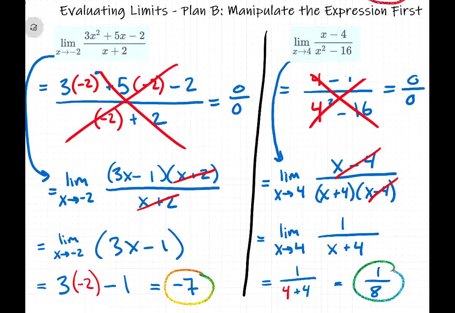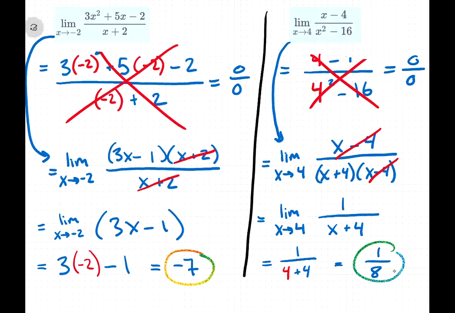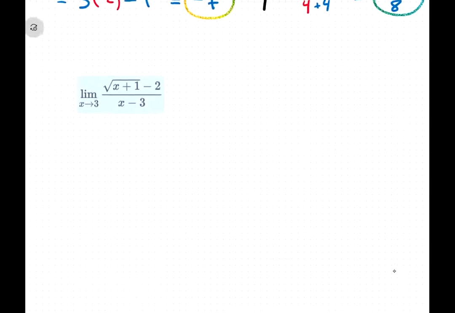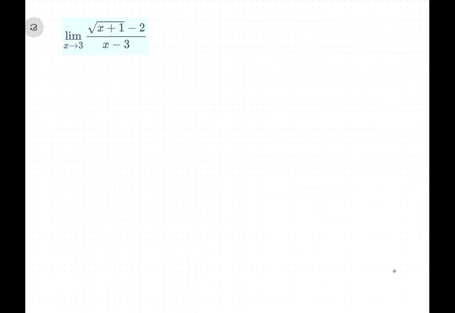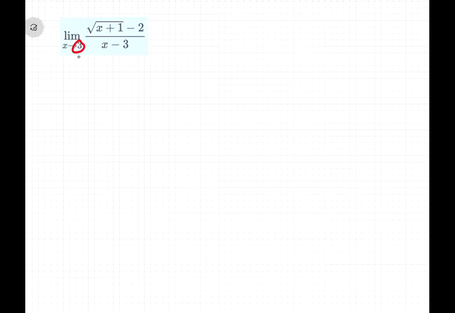Okay, so this is plan B, manipulate the expression first. It's not always going to be done by factoring. Factoring is one approach you may want to try. So let's look at another problem. Doesn't look like we could factor here, and it looks like we definitely can't plug in 3 for x, because that will give us 3 minus 3 on the bottom, and that'll give us 0 on the bottom. So immediately we could tell we cannot directly substitute.